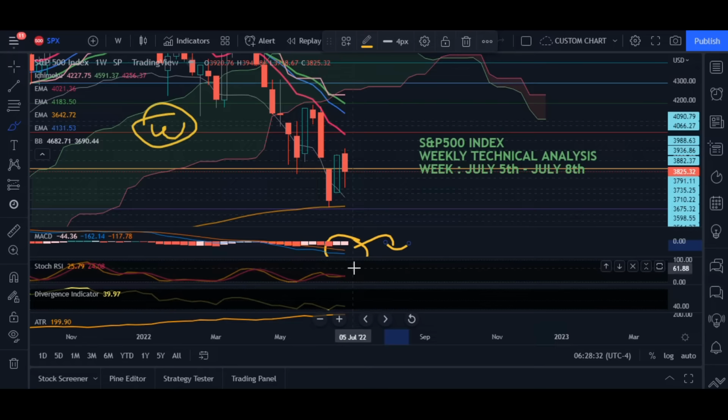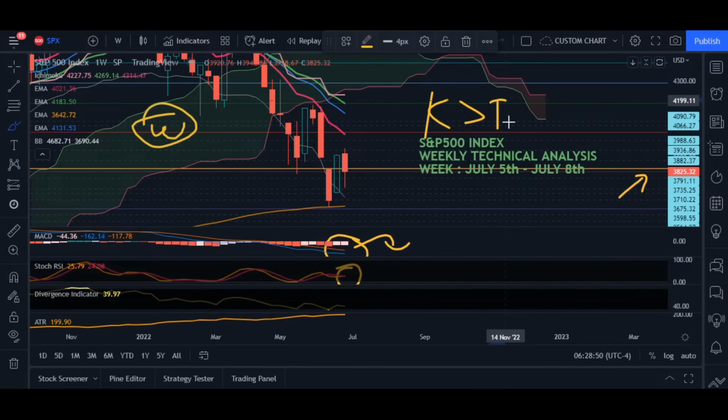Then comes the stock RSI. Now there is a surprise in the stock RSI this particular week, because the market was able to close around 3825. If you see that the K channel is now almost 26 and the D channel is 24, which means that the K is more than the D. K is greater than the D.